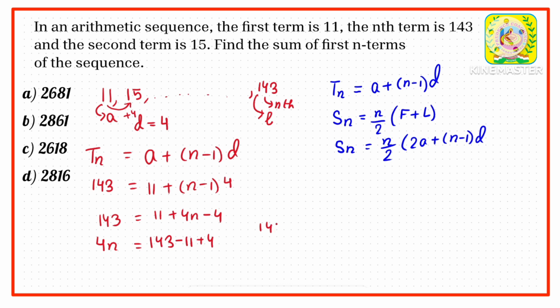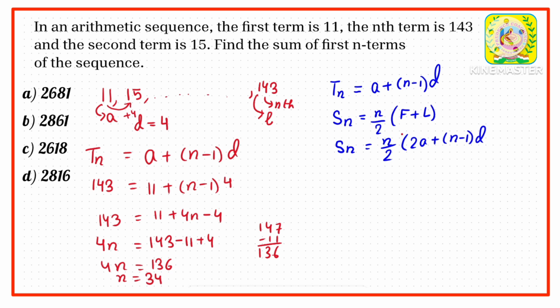So from this, if we subtract 11, then we are getting 136. So 4n equal to 136. From here we can find out the value of n, that will be equal to 136 divided by 4. If you do, then we are getting 34 as the value of n. So n is 34 over here.